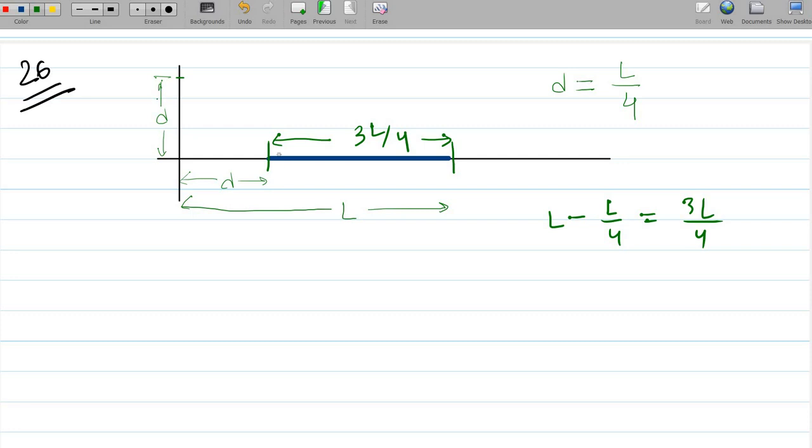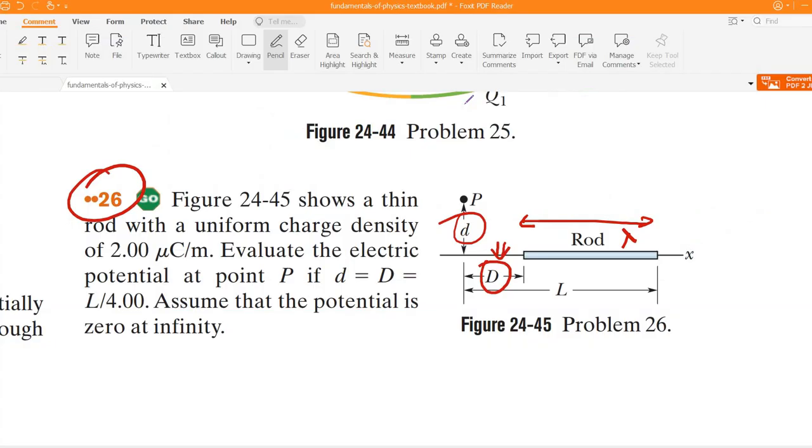Alright, so we start from D, right? That's D and that's L. So this is D. And from here I see this is 3D. That's 3D. Right? I think I've got it right. Yeah. So this figure is the same as the figure we've drawn.